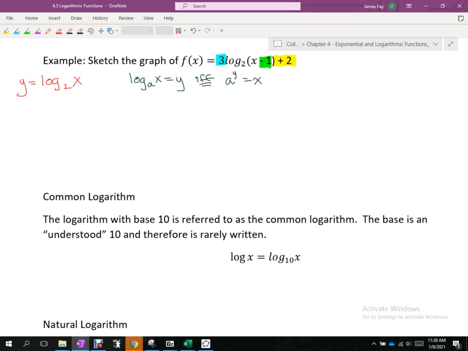So let's go ahead and take this red function. Let's flip our x's and y's. So that just means I'm just going to interchange them. So we get something like that. Does that make sense?